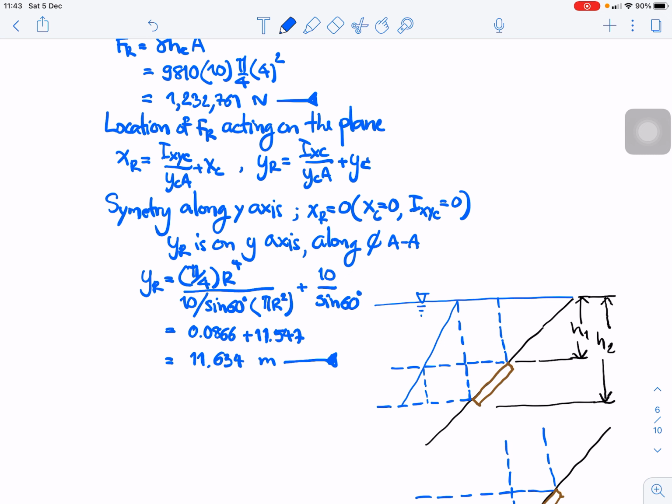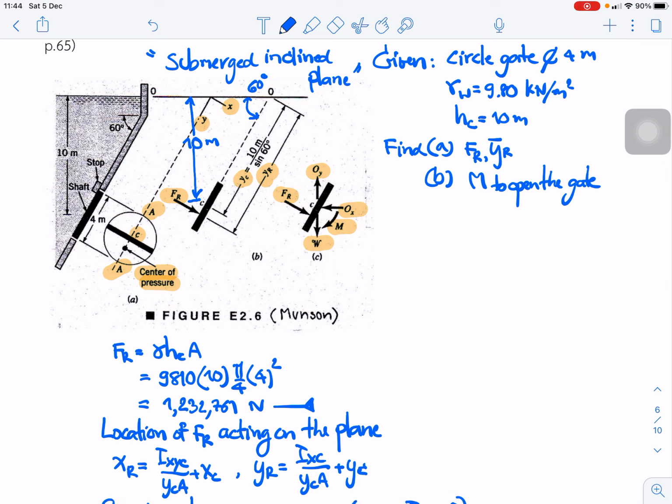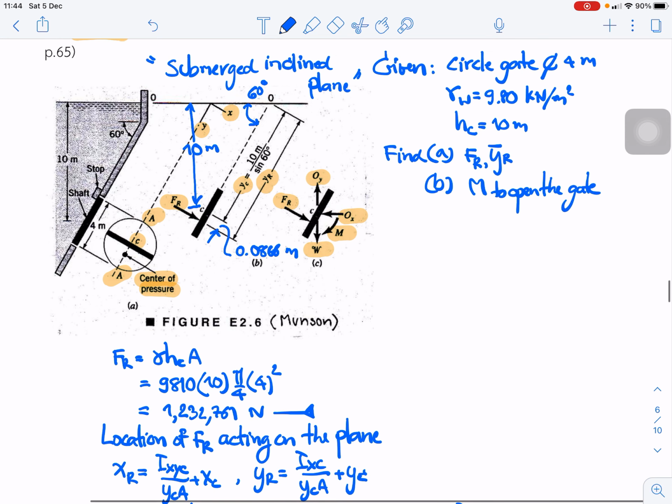So we can find that this is yc, and this is a difference of 0.066 meters. This shows that yR is longer than yc, because yc is about 11.5 meters.